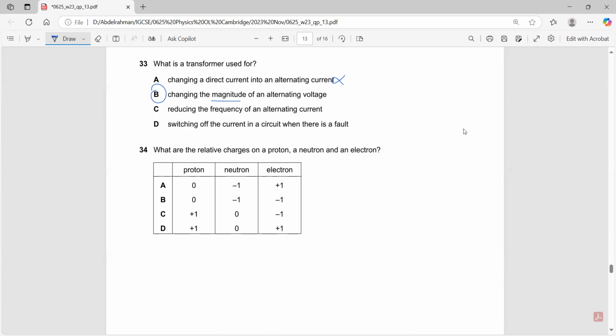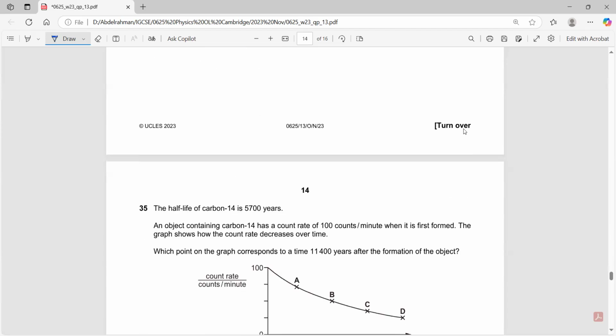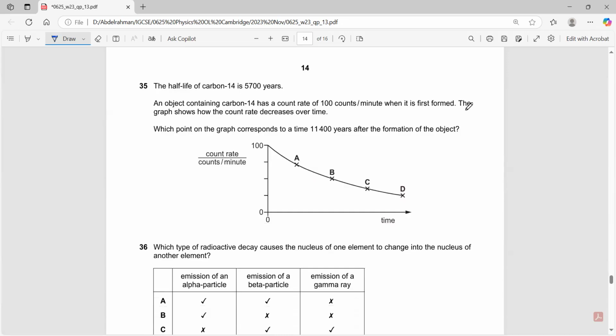Question 34. Protons are positive, neutrons are zero, and electrons are negative. C. 35. Half-life of carbon is 5,700 years. An object containing carbon has a count rate of 100 counts per minute. Which point on the graph corresponds to 11,400 years after the formation of an object?